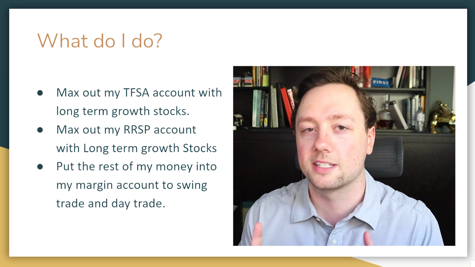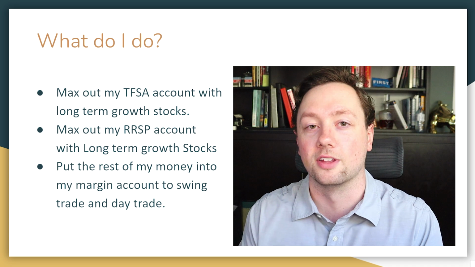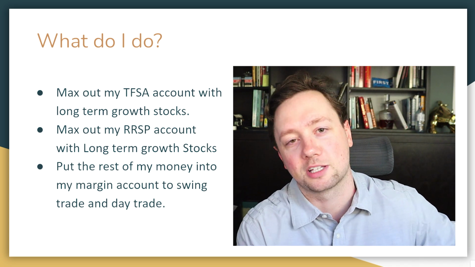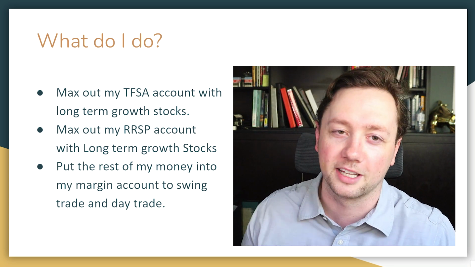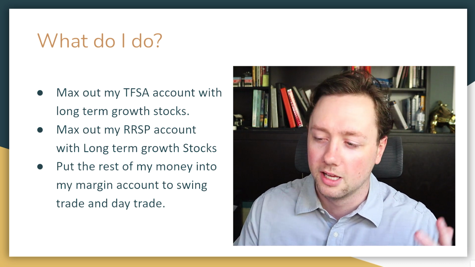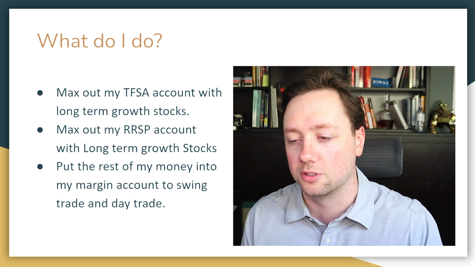Now, the second thing that I do with my money is I max out my RRSP account. This is really nice because when I max out my RRSP account, it reduces my tax burden each year and I get a nice refund. That's absolutely fantastic, and then I can invest that money again. It's kind of like the government is paying me to save for retirement. It's like the best situation ever. So the RRSP account in Canada is absolutely fantastic.